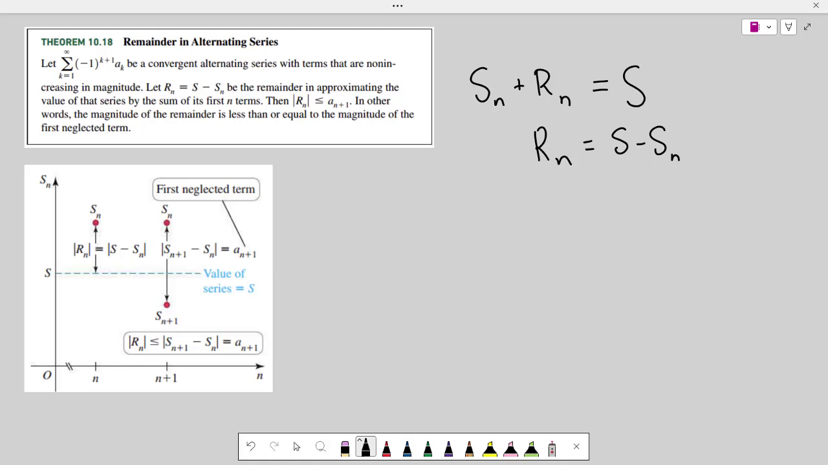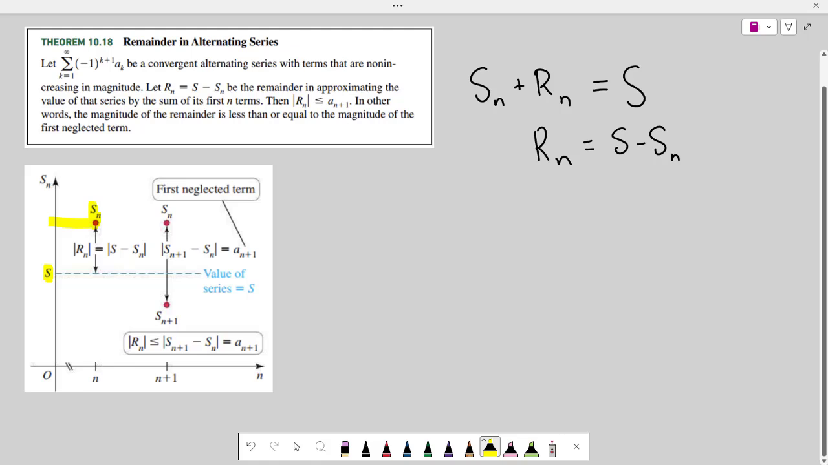So let's do a visualization here. Let's suppose we've got an alternating series that converges. Let's suppose it converges to S. So S right here is the sum of the series. And let's suppose that S sub n is putting us right up here. So there's S sub n, whatever that y value is right there. That's S sub n.